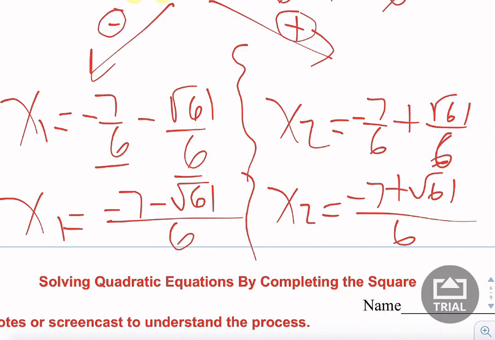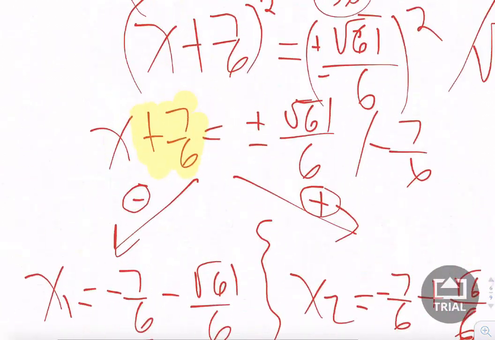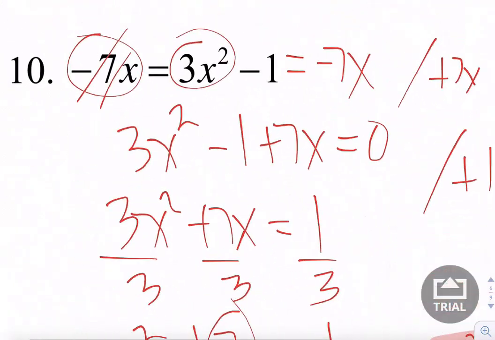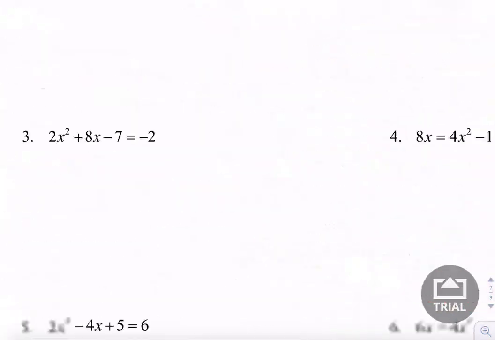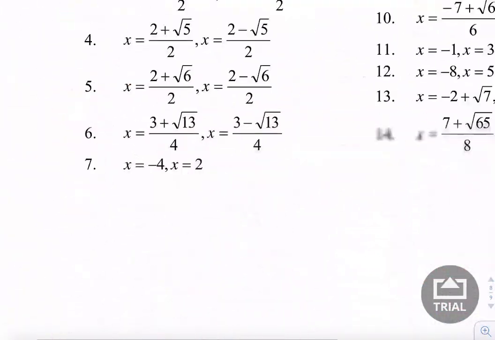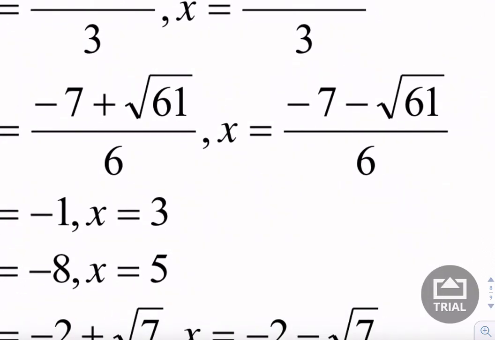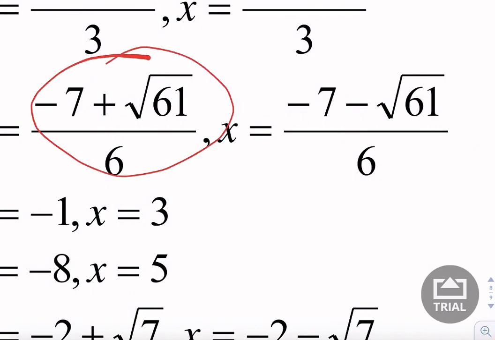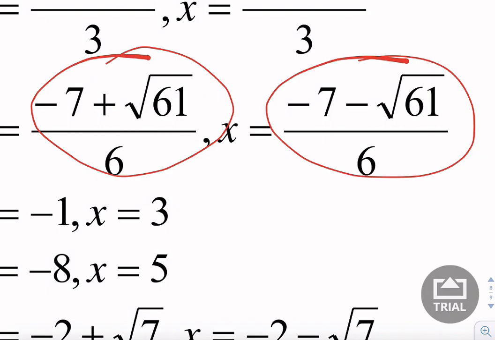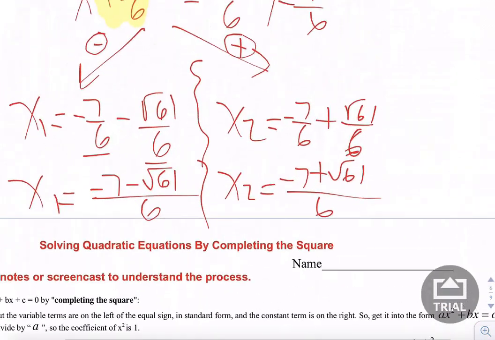Well, I'm going to go down and take a look at that and see if I can find the solutions for that. So this one was number 10, I believe. Let's see, that was number 10. And let's go down and look at the answers for number 10. Oh, look at that. Negative 7 plus root 61 over 6, negative 7 minus root 61 over 6, which is exactly the answers that we got.